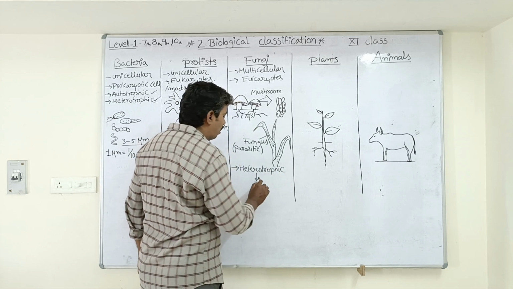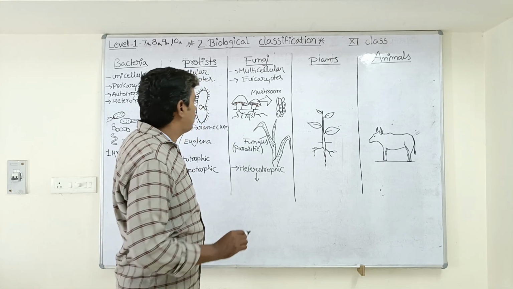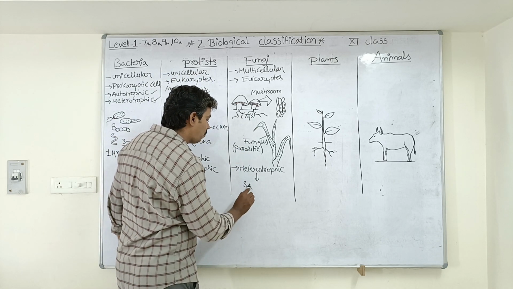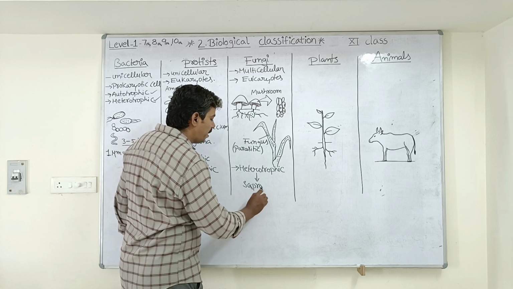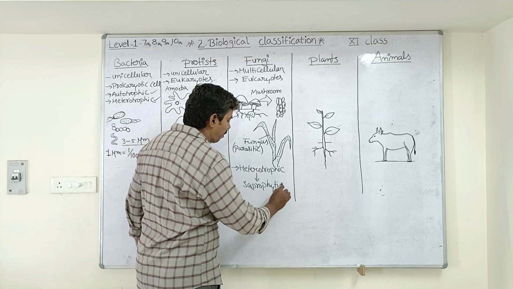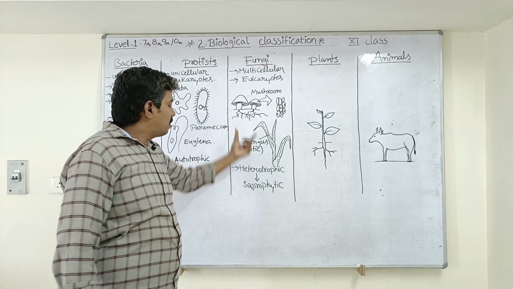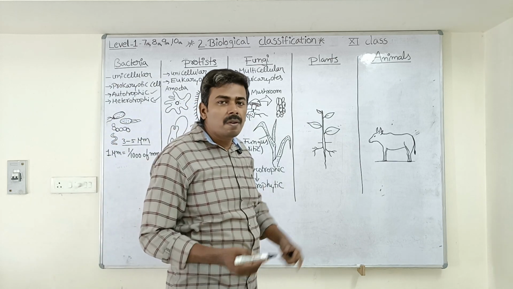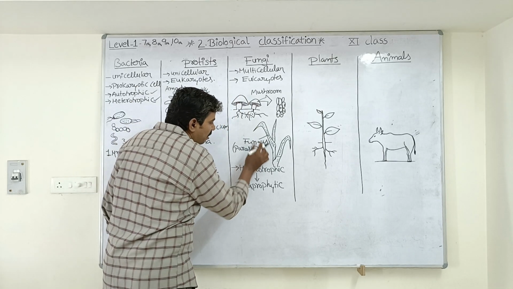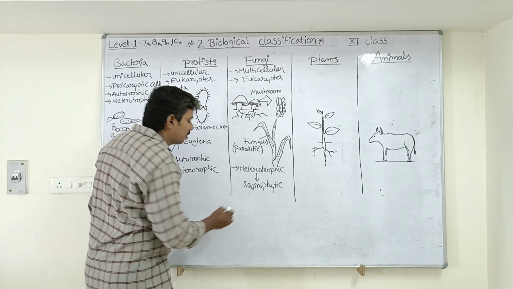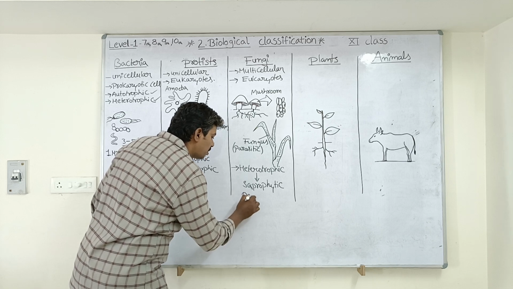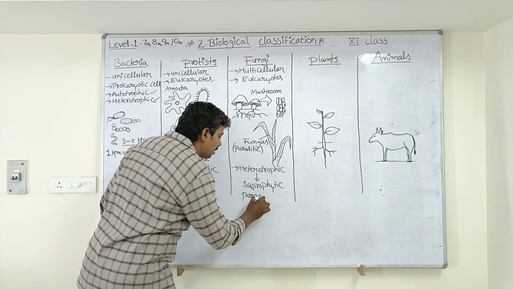Under heterotrophic, there are two categories. Our mushroom is saprophytic. Saprophytic means depending on the decomposing waste material. Mushroom is saprophytic. Next, what about this parasitic fungus growing on the wheat plant? It is also heterotrophic, showing heterotrophic nutrition. It is called parasitic.